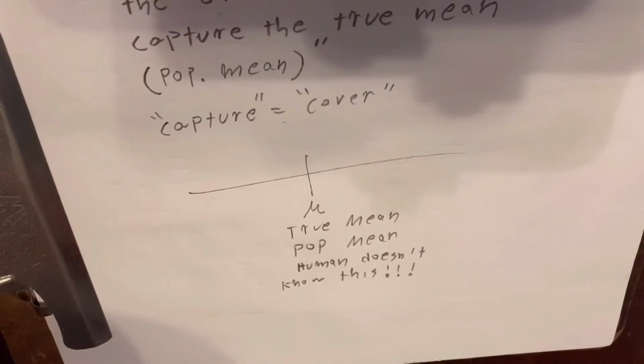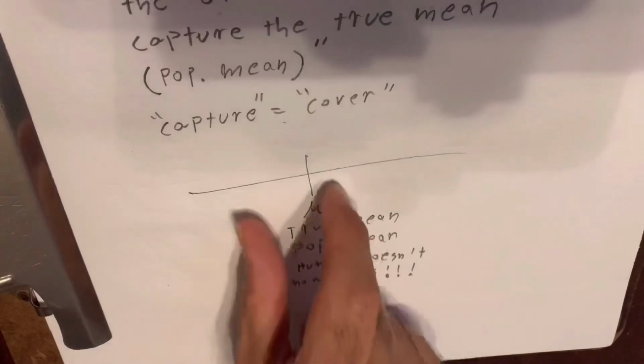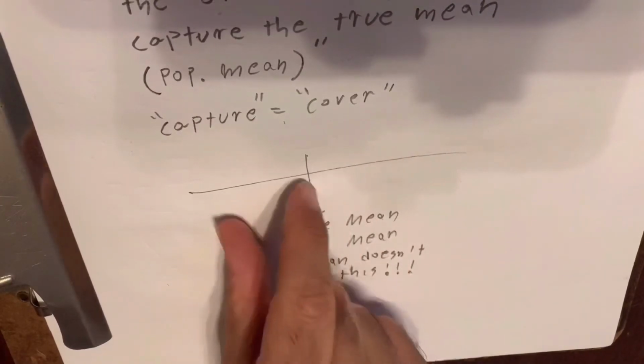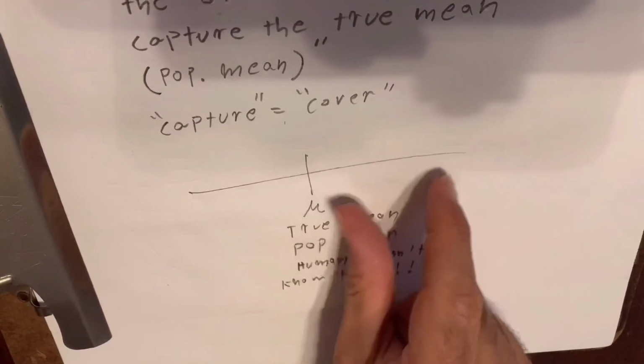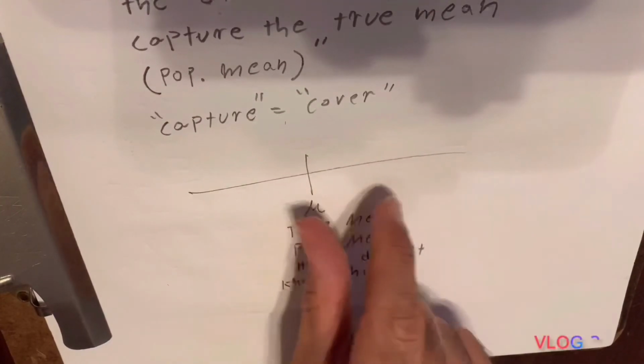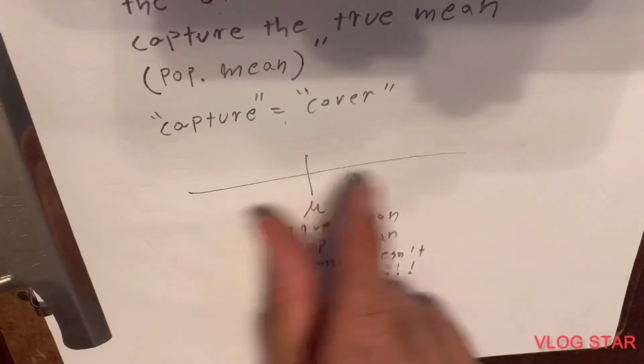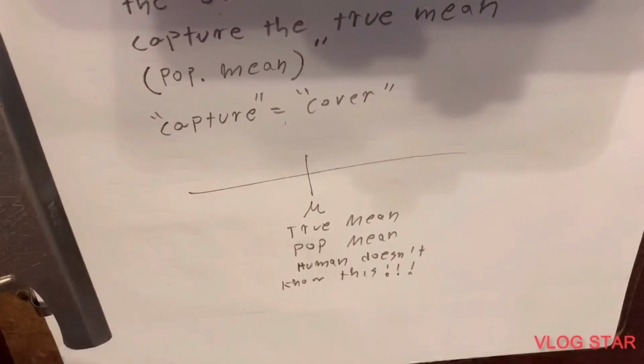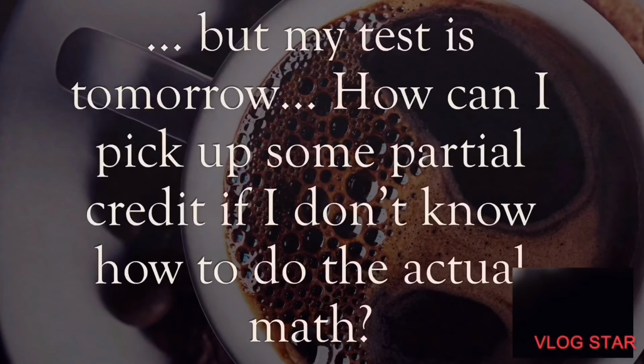And saying it this way, you understand this idea that as you go from experimental replication to experimental replication, this confidence interval is going to move. Its center is going to change, its width is going to change. But my test is tomorrow. How can I pick up some partial credit if I don't know how to do the actual math?